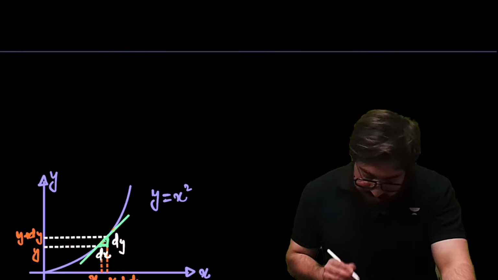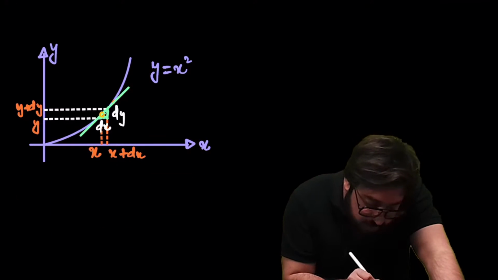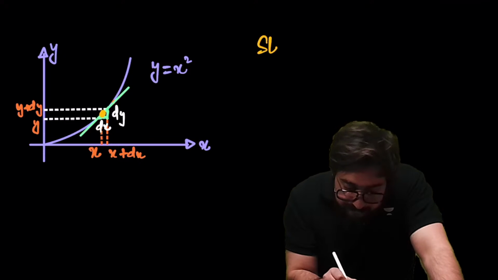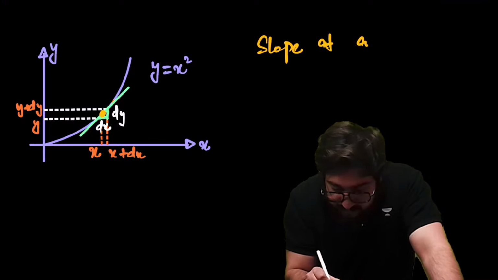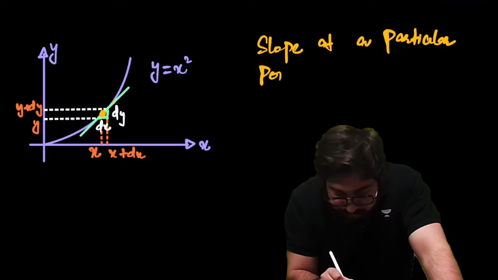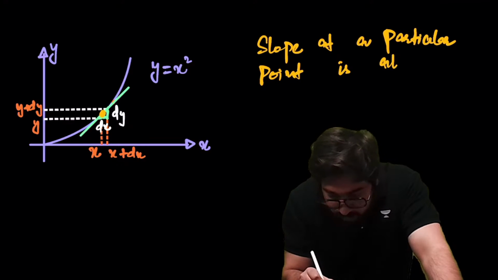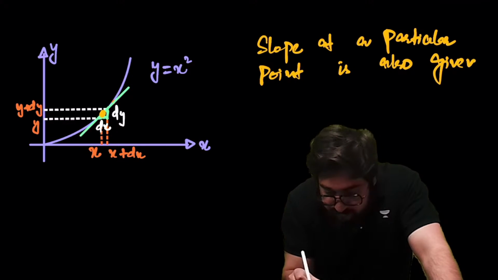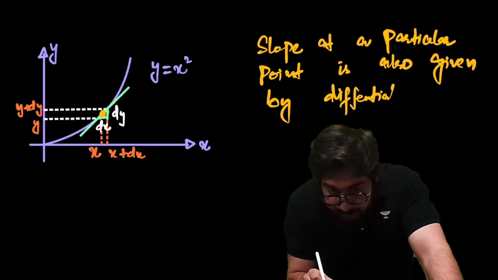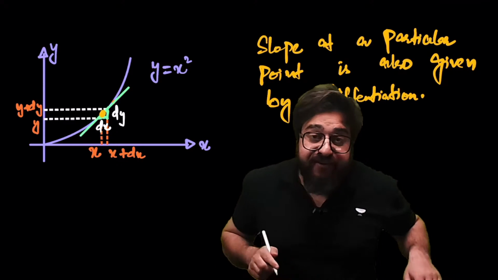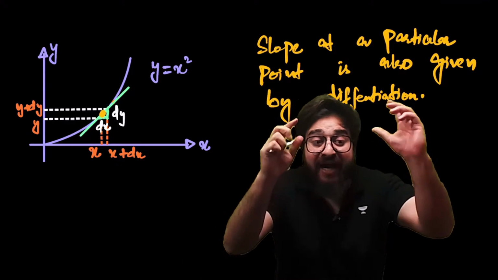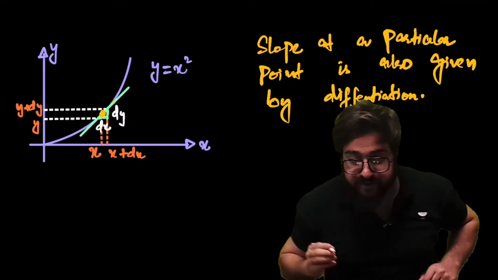Now, come over here. I want you to tell me the slope at this particular point. Slope at a particular point is also given by differentiation. So differentiation helps us to find the rate of change. Listen to me very carefully. But at what point? At any particular point.